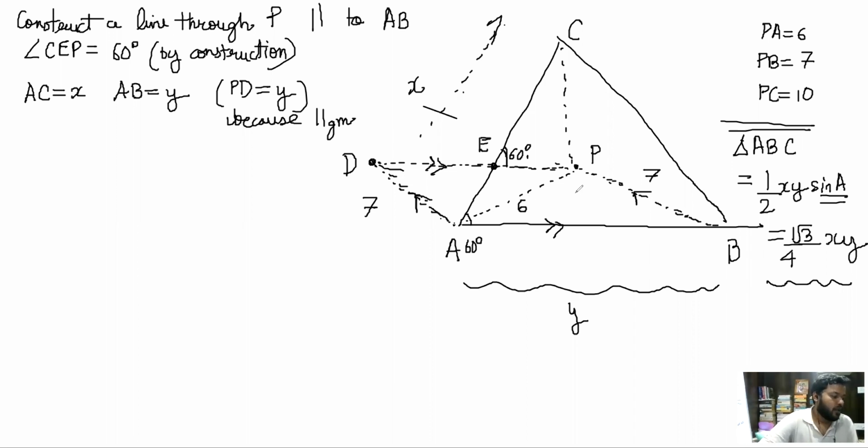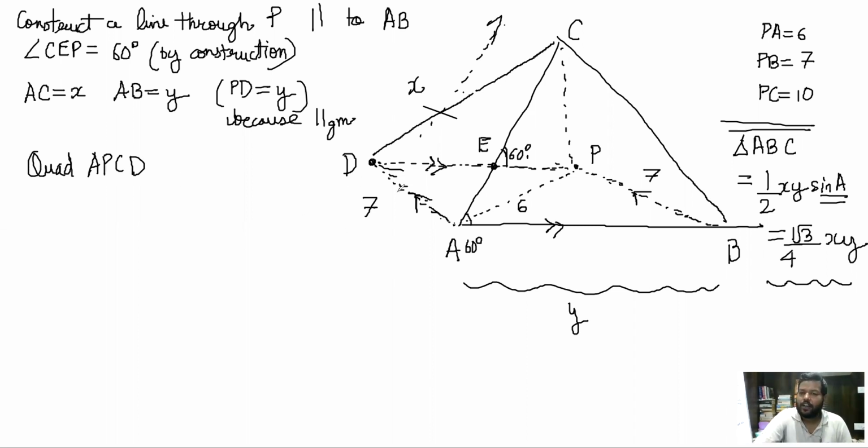Okay. So applying the lemma to quadrilateral APCD, let's join C and D. So now we have a quadrilateral APCD, if you can see. What is special about the quadrilateral? The diagonals are intersecting at 60 degrees. And if you remember from the lemma, the theta angle in the lemma was the angle of intersection of the two diagonals, right? So again, here we have two diagonals and they are intersecting at 60 degrees.